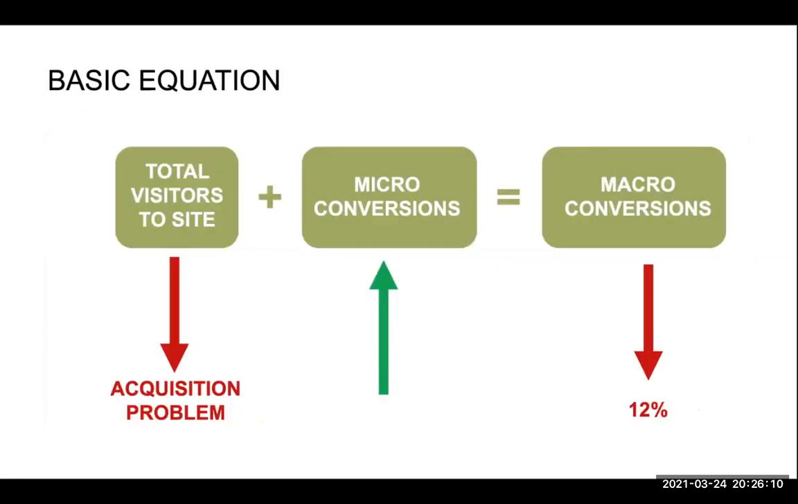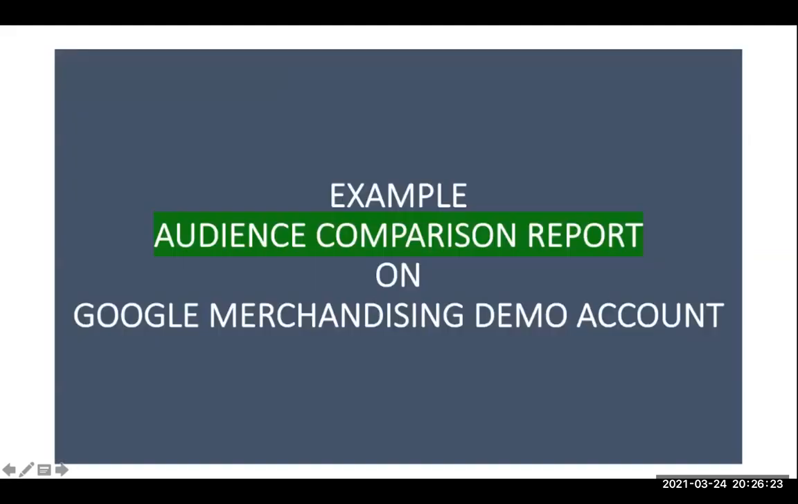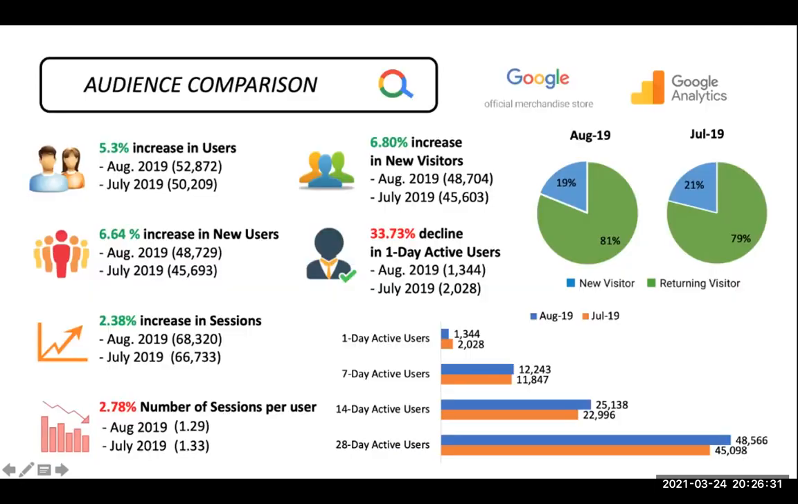And again, they're showing you that if the acquisition is down and even if the macro conversion is up, it might still lead to a drop in macro conversion because there's not much visitors doing a lot of things on the website. And here's an example. So an example of an audience comparison report on the Google merchandising demo account. And if you look at this example, this is actually how yours should look because it's going to be in PowerPoint form.